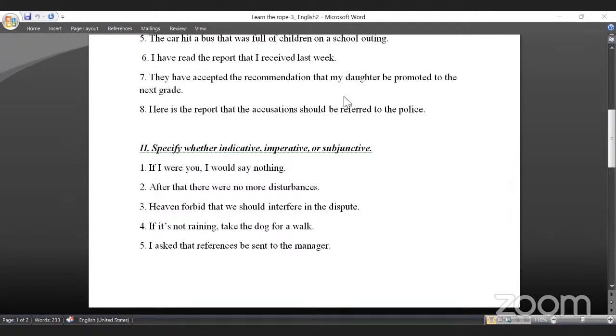Now the last one. I asked that references be sent to the manager. Imperative. I asked that references be sent to the manager. Imperative. It's a command. Will you explain that? Ask is a request. Yes, it's a command. No, sorry? Asked is a request, no, ma'am. I asked that references be sent to the manager.